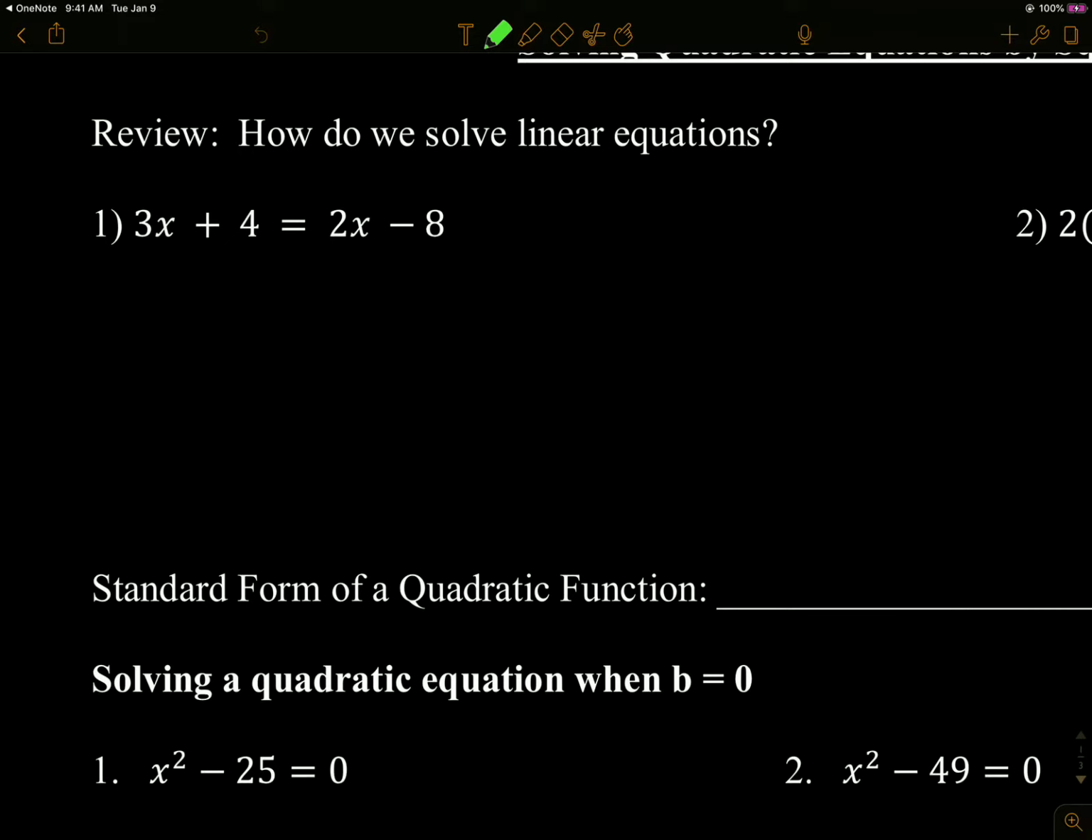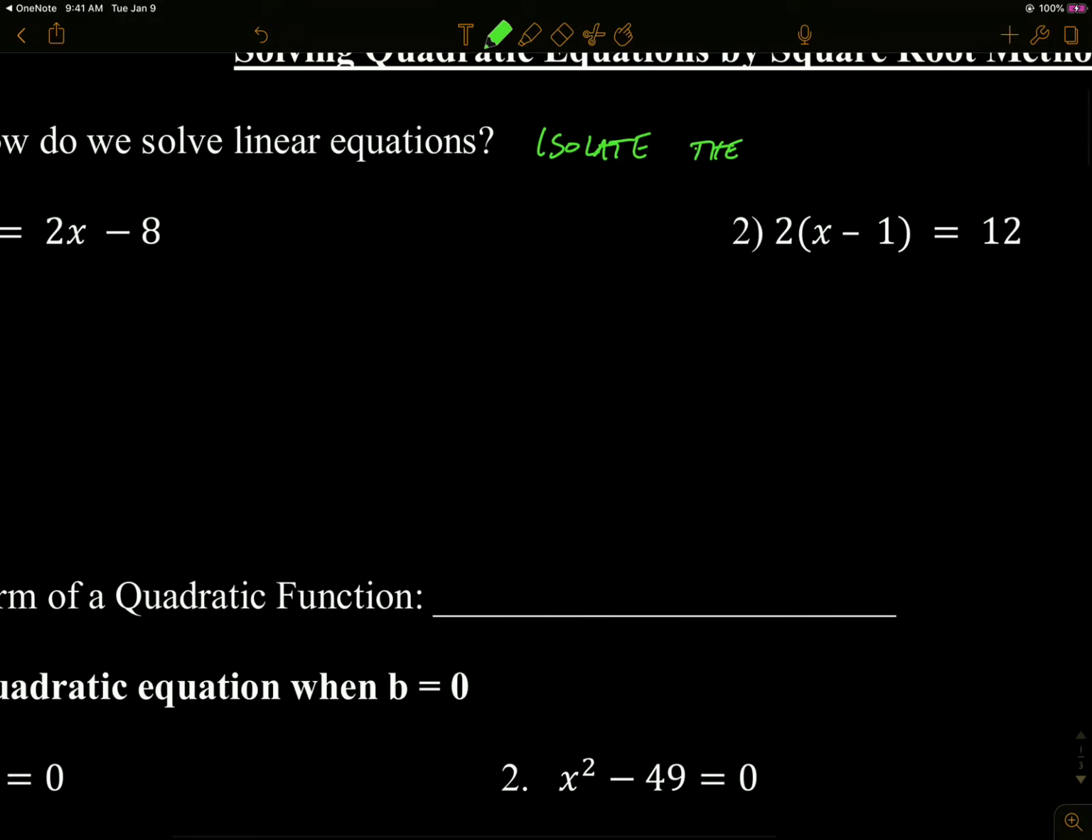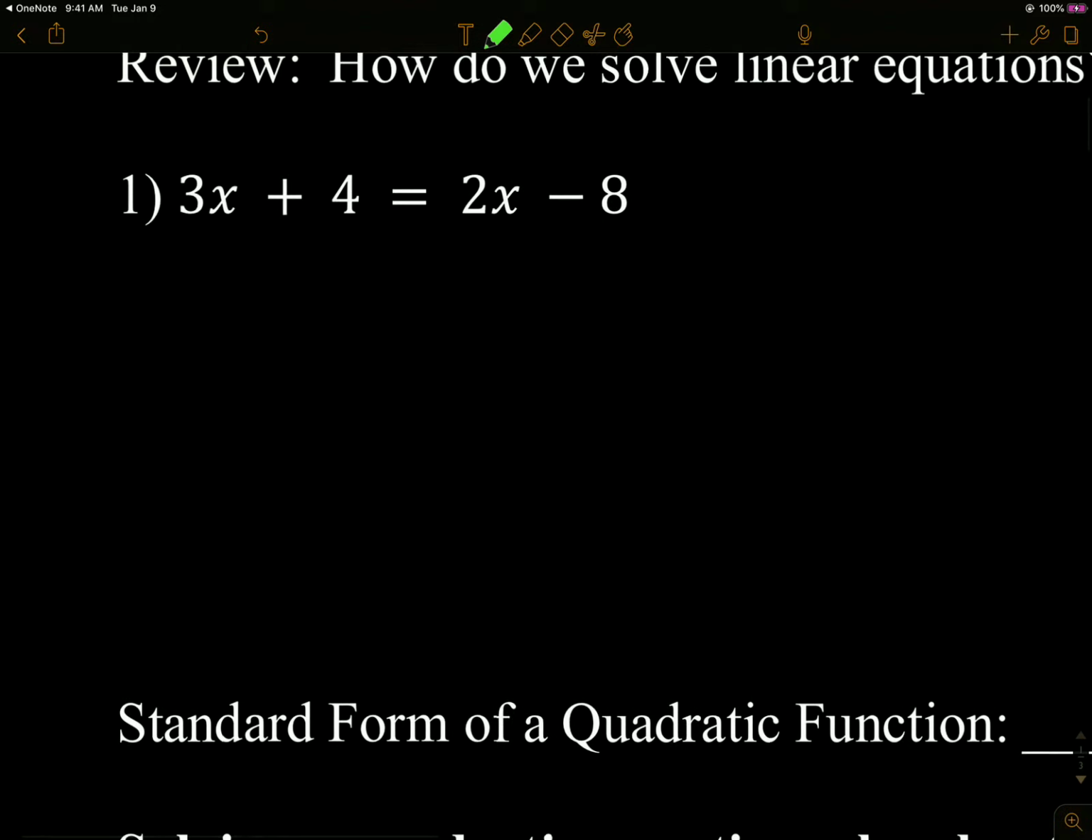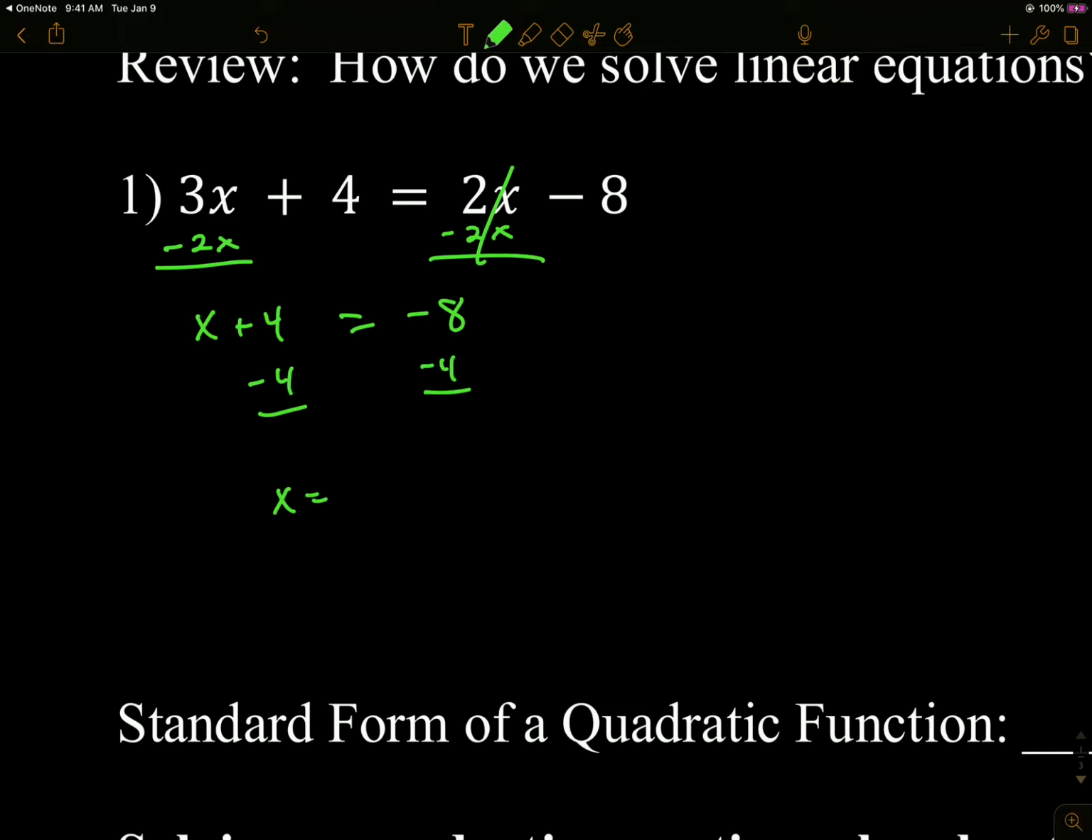Okay, so we solve them by isolating the variable. Get x by itself. So in this case, x appears on both sides, so we're going to subtract 2x from both sides and write our new equation. Then I'm going to subtract 4 off both sides and write our new equivalent equation. So that is our solution. We got x by itself on one side of the equal sign and all the numbers on the other side. And that is how we isolate the variable for linear equations.